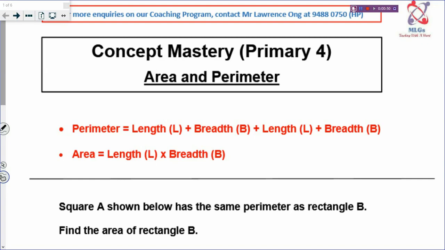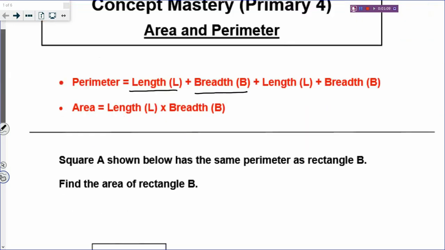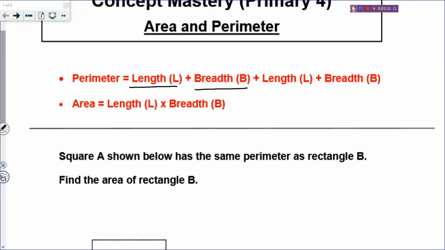So what is length plus breadth plus length plus breadth? Now the length is the longer side of the rectangle. The breadth is the shorter side of the rectangle. So every time you want to find parameter, you plus. That's what I will usually advise my students. You plus to get your parameter. And to find area, you have the times. So length times breadth. Okay, so length is the longer side, breadth is the shorter side.